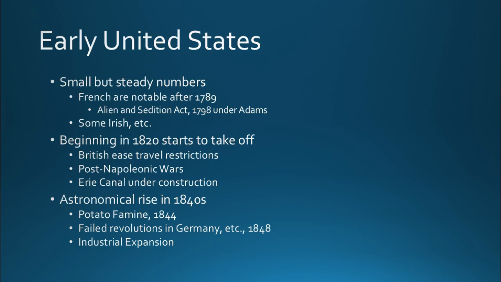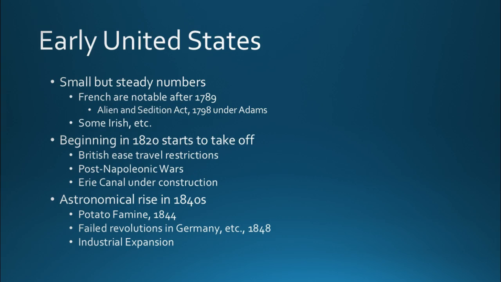The Napoleonic Wars are over by that time. They really end in 1815. The British, because the Napoleonic Wars are over, and there's a lot of reform going on in Britain itself, they begin to ease off on their travel restrictions, so they start to allow the Irish to leave Ireland if they want. And therefore you get some emigration out of Ireland.